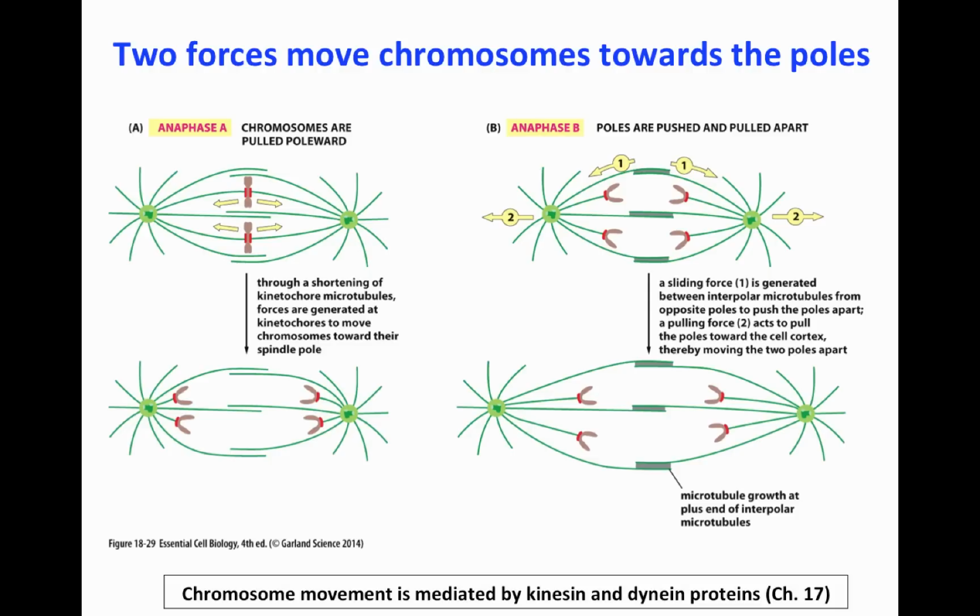So the combined forces when the kinetochore microtubules are falling apart and therefore they are moving the chromosome towards the negative end during Anaphase A, together with the poles being pushed and pulled by the action of dynein and kinesin 5, will eventually lead to the separation of the spindle poles and the chromosomes during anaphase.